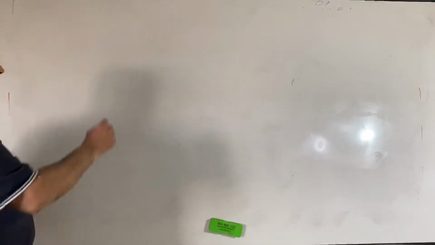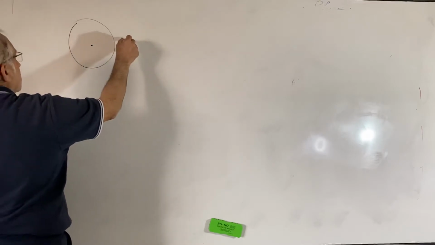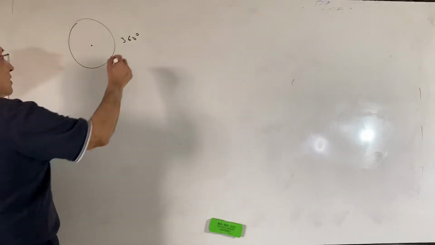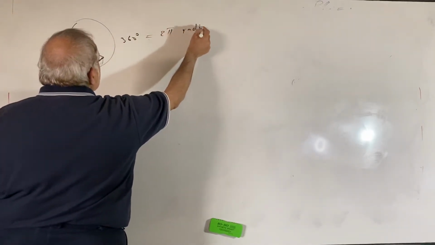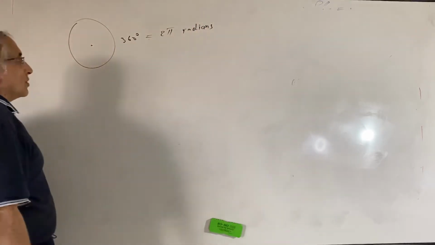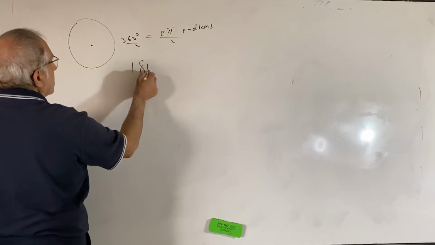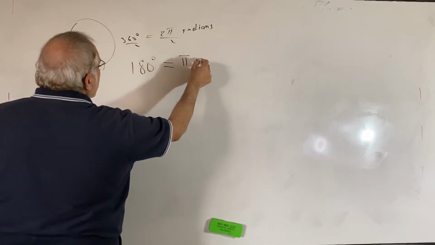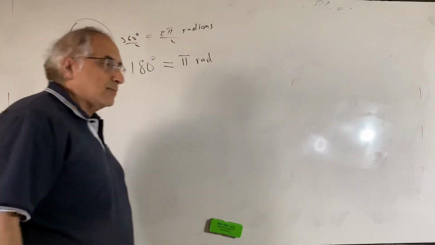Now we know that the full circle is 360 degrees. Good. This is actually equivalent to 2 pi radians. So if we divide both sides by 2, 180 degrees is always equivalent to pi radians. This is the key that you have to keep in mind.